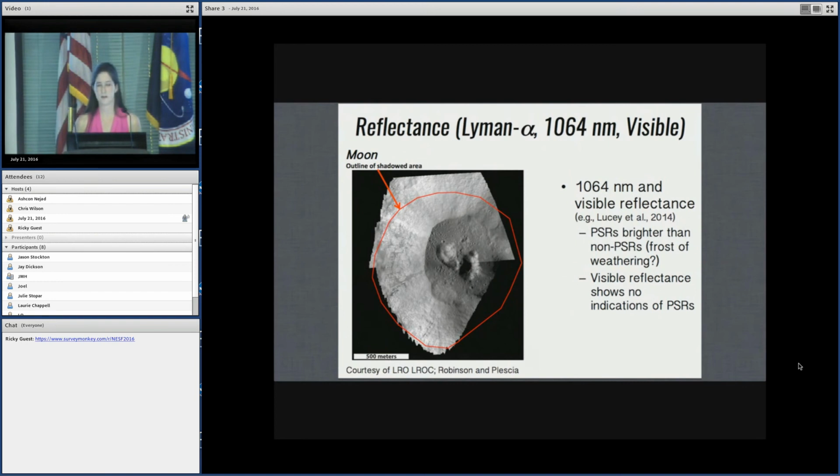And to support this, there was also visible imaging done of the permanently shadowed regions on the moon, and they saw an enhanced signature of the reflectance. So this high reflectance can possibly be explained due to a frost on top of the surface. It's also alternatively been explained by a decreased effectiveness in space weathering.